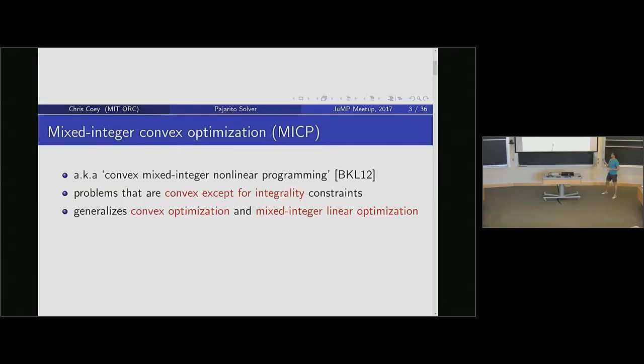Okay, so mixed integer convex optimization, also known as convex MINLP. These are problems that are convex except for integrality constraints on variables. So this generalizes both convex optimization and mixed integer linear optimization.